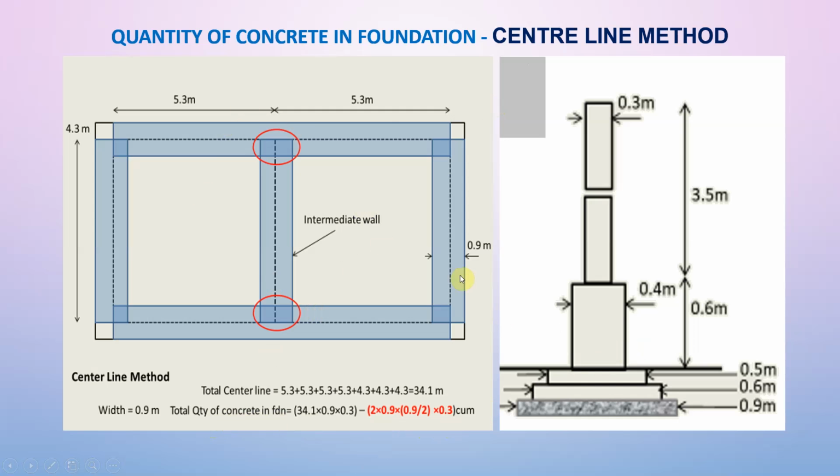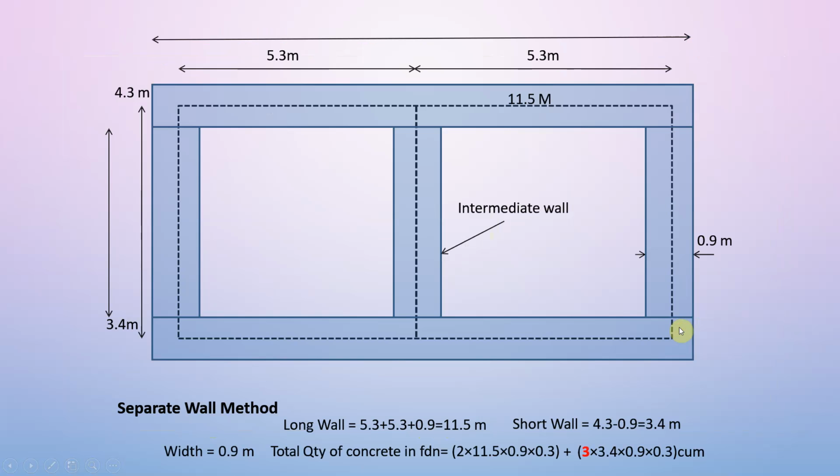Here this plan and sectional elevations are shown. If you want to find the quantity of concrete in foundation using the long wall and short wall method, you can consider these horizontal walls as long walls, and these three intermediate vertical walls in between the long walls are short walls. Adding all these walls together and multiplying by their width, please remember that the concept of long wall and short wall does not every time mean a wall. This is a concept, long wall, short wall.